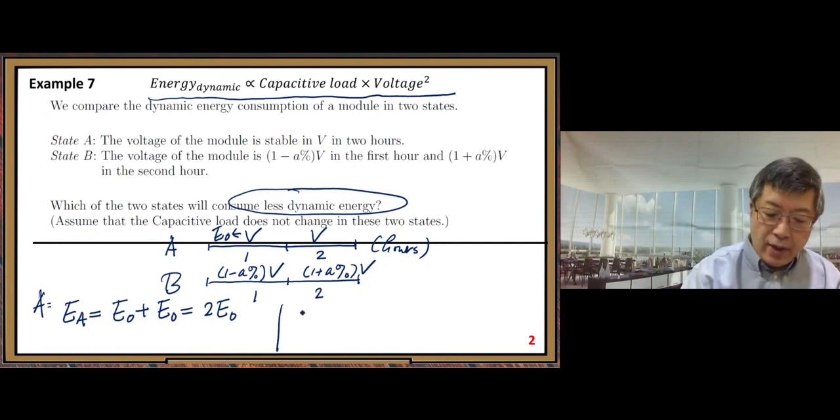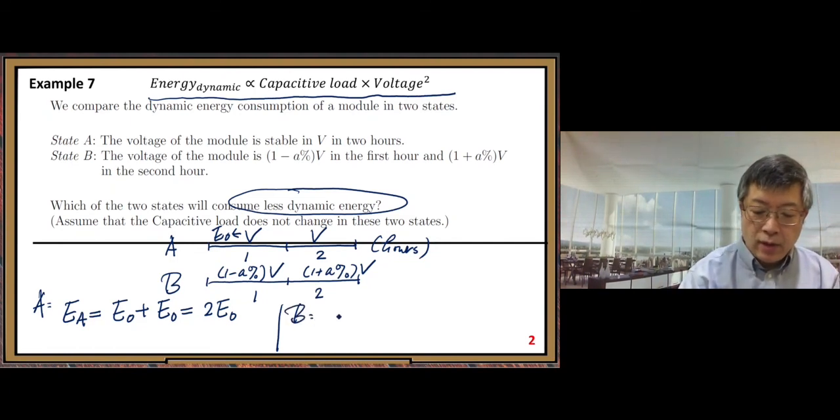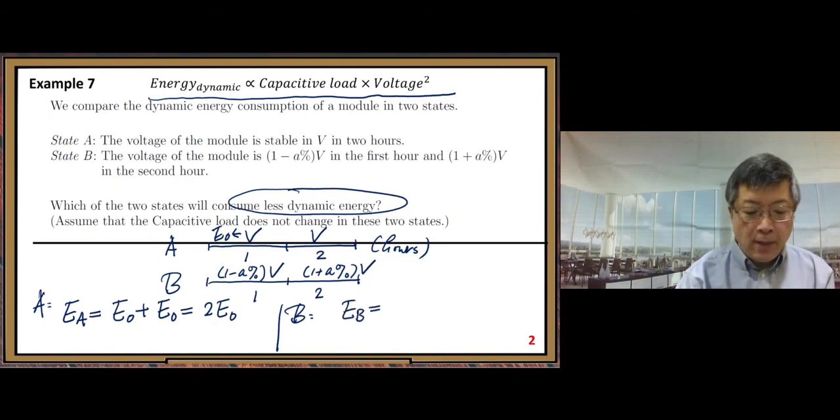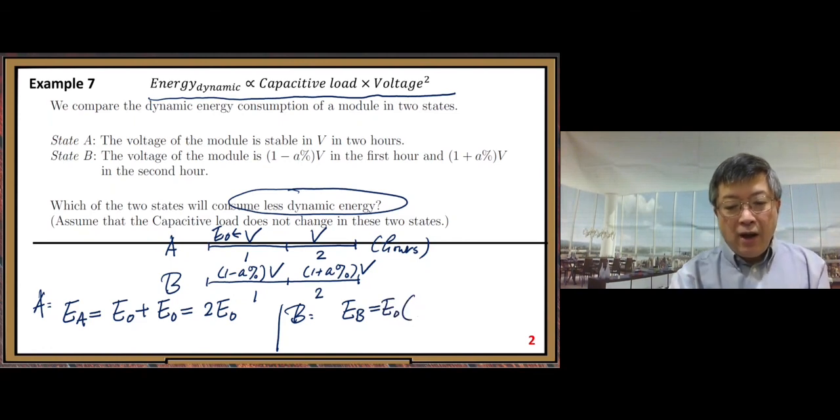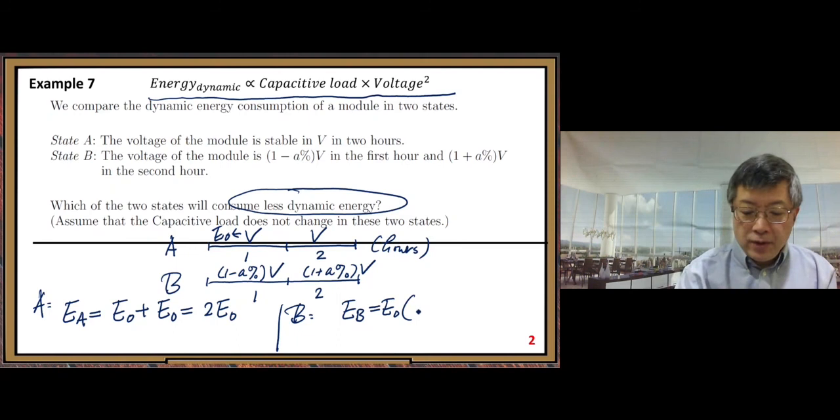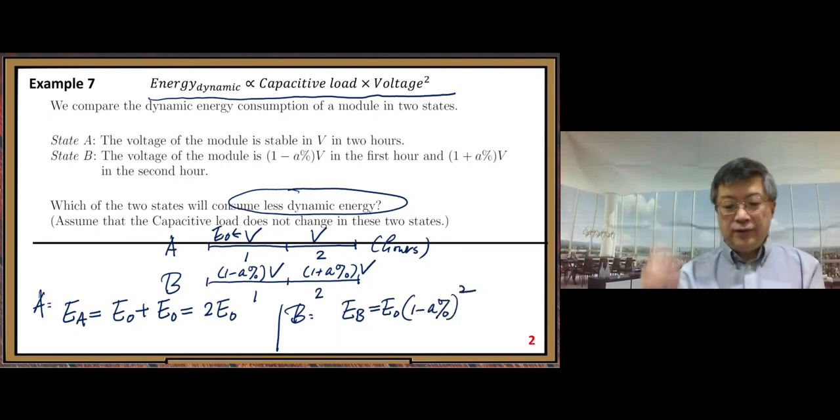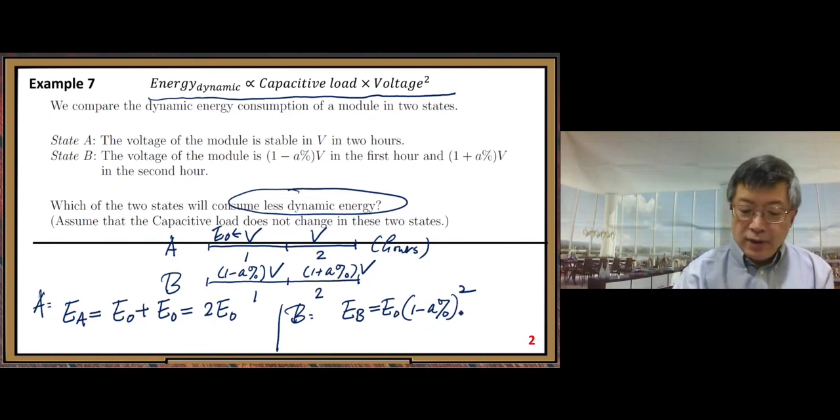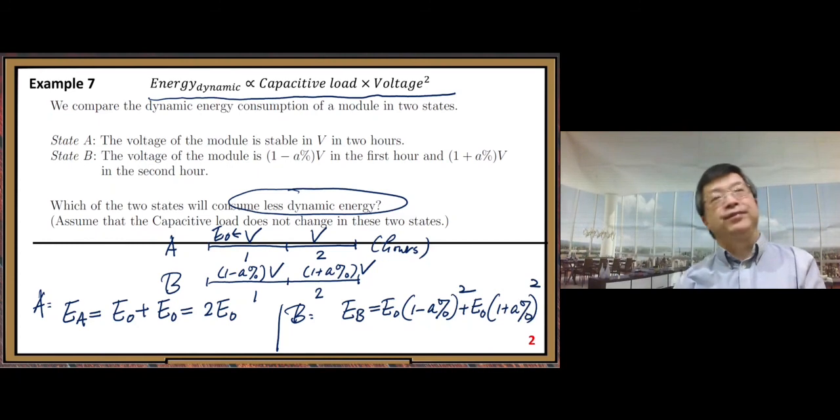All right, so then the B state. EB this time. E0, now voltage squared. So that is (1 minus A%) squared. Okay, all right. The second hour, E0 times (1 plus A%) squared. How about that? So can you do the simplification?